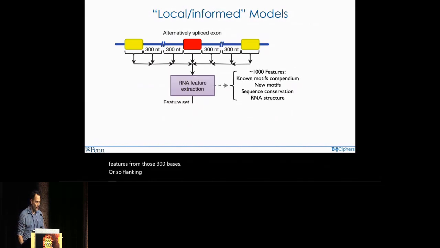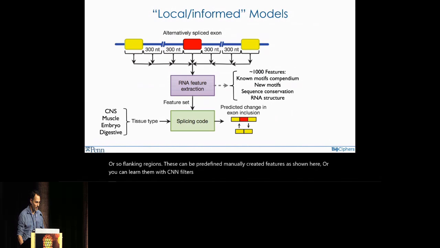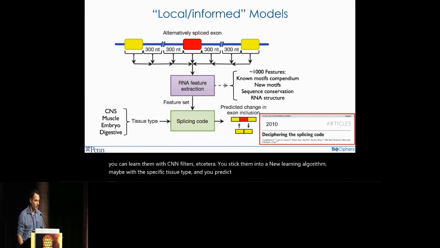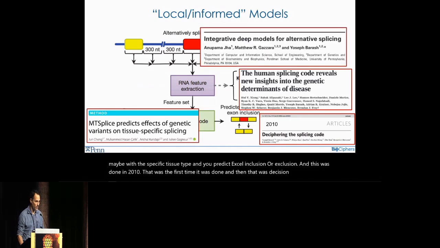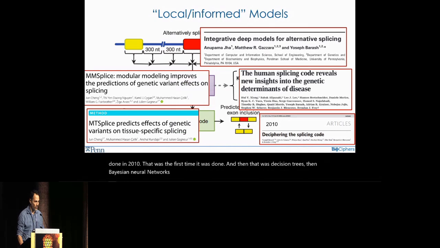These can be predefined, manually created features as shown here, or you can learn them with CNN filters, etc. You stick them into a learning algorithm, maybe with the specific tissue type, and you predict exon inclusion or exclusion. And this was done in 2010. That was the first time it was done. And then that was decision trees, then Bayesian neural networks, then deep learning with manual features or CNNs, etc.